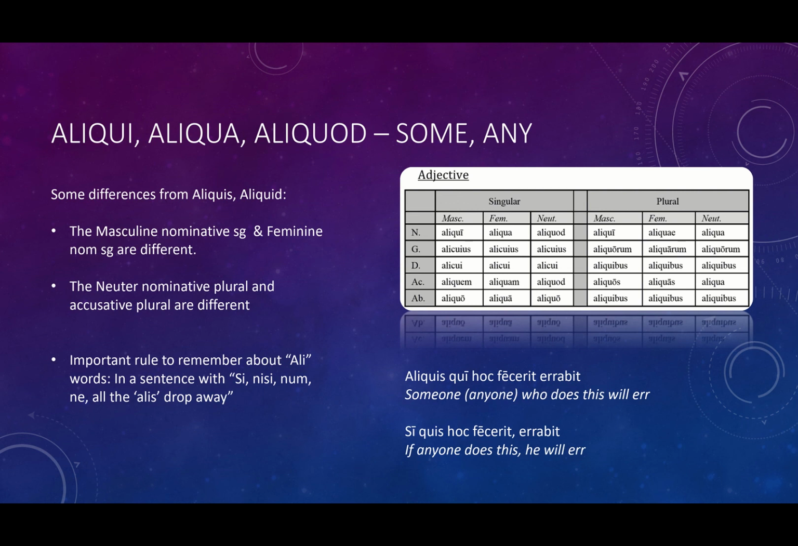And then we have our example of aliqui. Notice our second sentence starts with si. And over here we have si. If it starts with the clause, then aliquis becomes just quis. So si quis hoc fecerit errabit. If anyone does this, he will err.